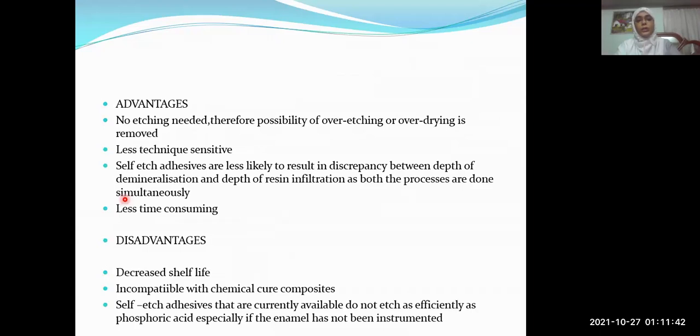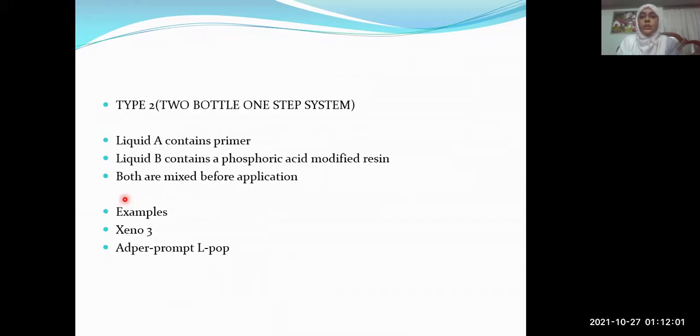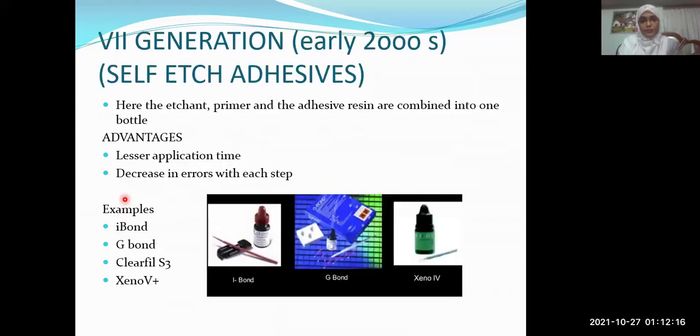So the main advantage is that it is less technique sensitive, less time consuming, but the main disadvantage is that the shelf life of such materials is very short, so it's going to become much more costly for us, and it's incompatible with chemical cure composites. That is one of the major disadvantages of the 6th generation, where you cannot use it with chemical cure composites. So then came the 2-bottle 1-step system, which is again a type 2, where you have bottle A containing primer, bottle B containing phosphoric acid modified resin. Both you mix together and then apply.